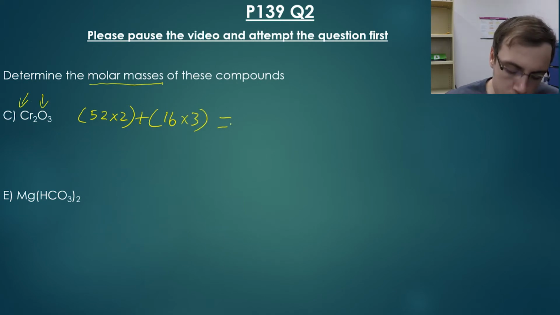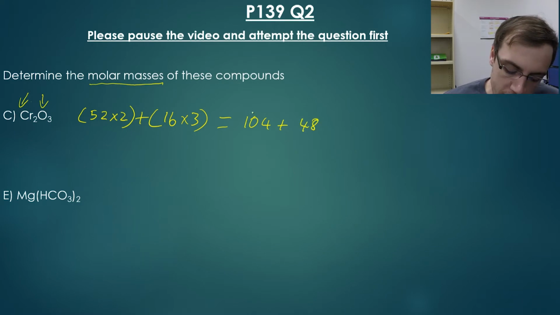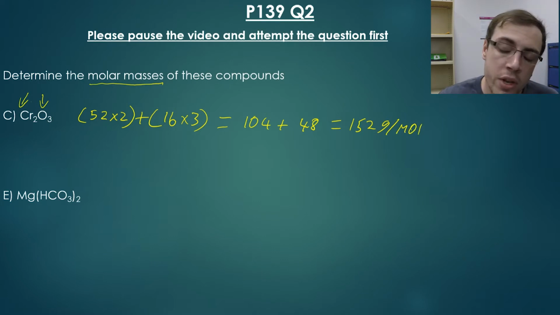Now we do 52 times 2, so that is 104. Then we do 16 times 3, so 16 times 3 is 48. So now we have 104 plus 48, and that equals 152 grams per mole. Now, very important when you're answering these questions, especially in an exam situation, is you must always put your units.